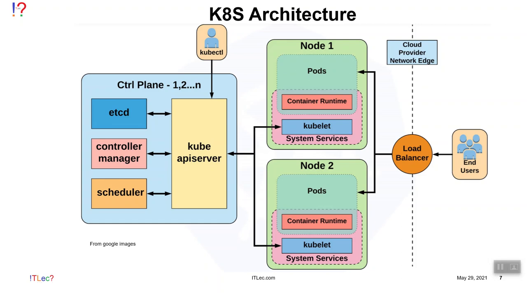Also we have here the kubelet. Kubelet here is a very important component. It acts as the node agent, which is responsible for managing the life cycle of every pod on its host. So if anything happens in here, it will send it to the API server.